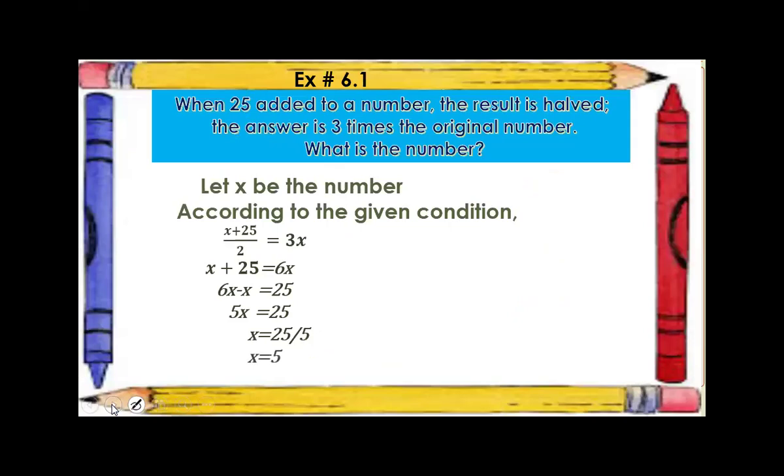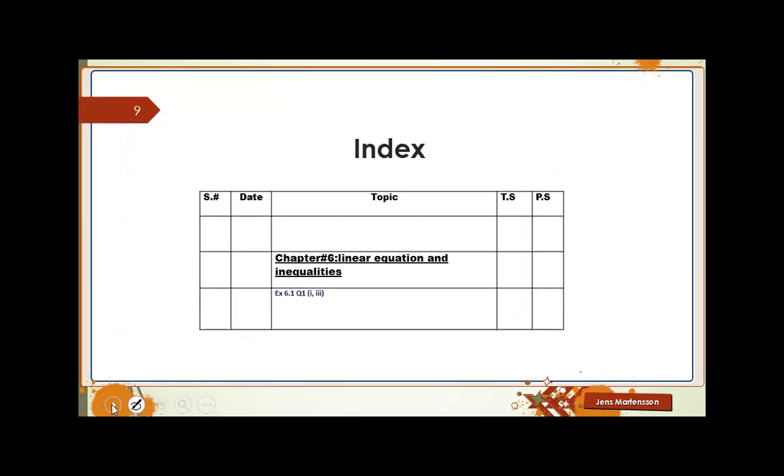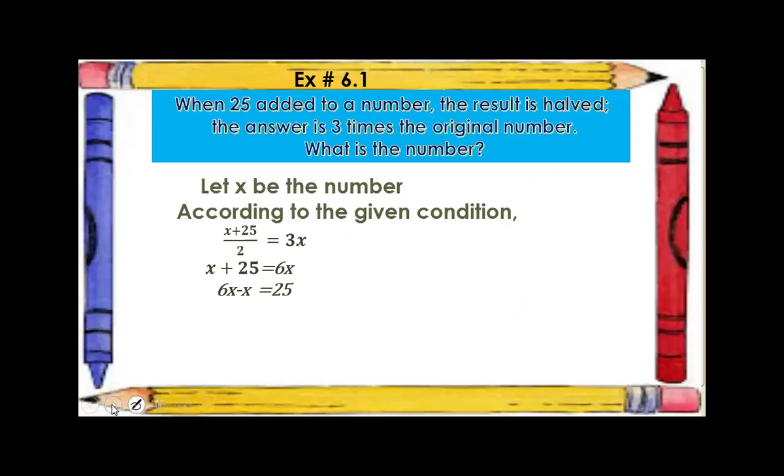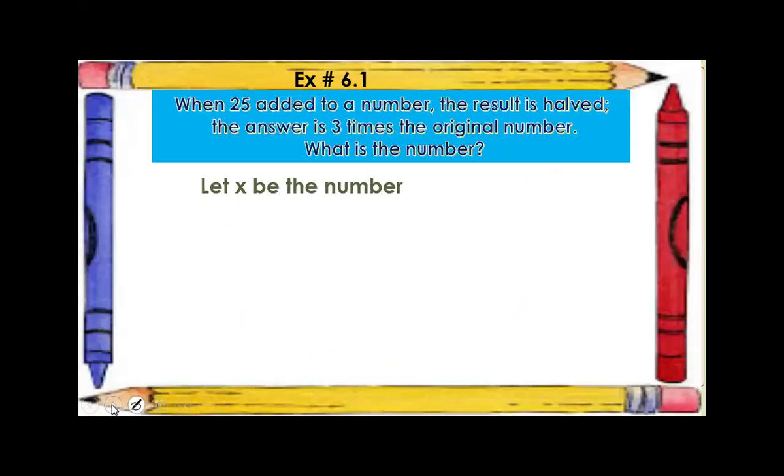Next question is, students, here we have considered a word problem for you to solve the linear equation. You can also have a word problem and it is very simple to solve. Students, when 25 is added to a number, here the number is not given to you, right? If 25 is added to a number, first we can suppose the number is x, right? If 25 is added to the number, the result is half and the answer is 3 times the original number, right?